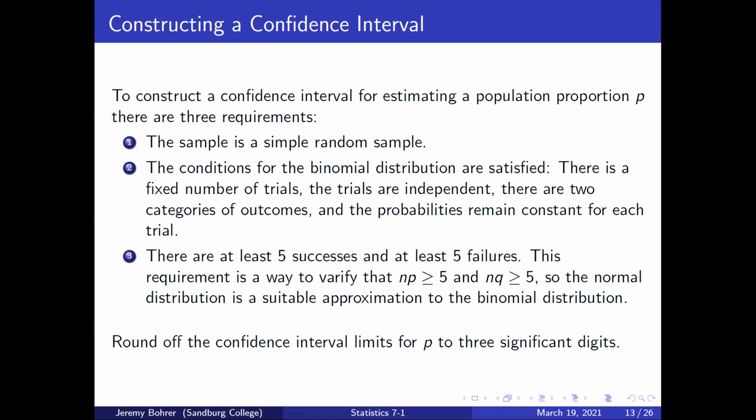And third, there are at least 5 successes and at least 5 failures. This requirement is a way to verify that np is greater than or equal to 5 and nq is greater than or equal to 5, so the normal distribution is a suitable approximation to the binomial distribution. Round off the confidence interval limits for p to 3 significant digits.